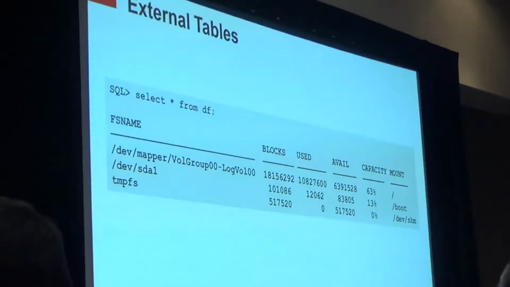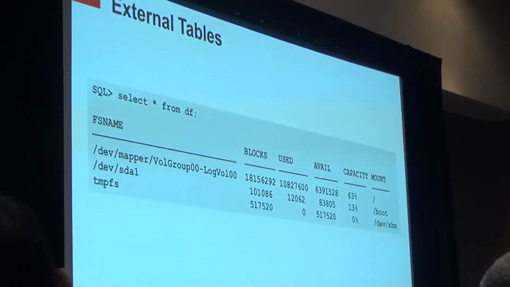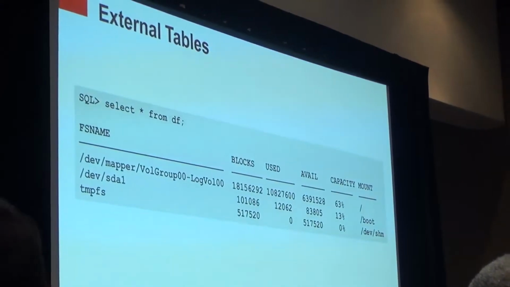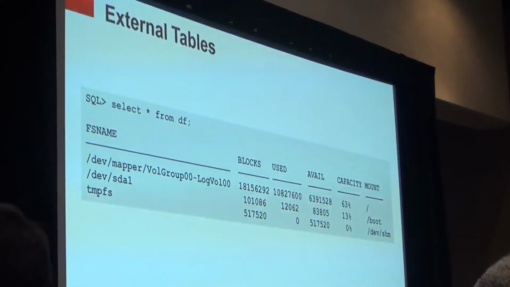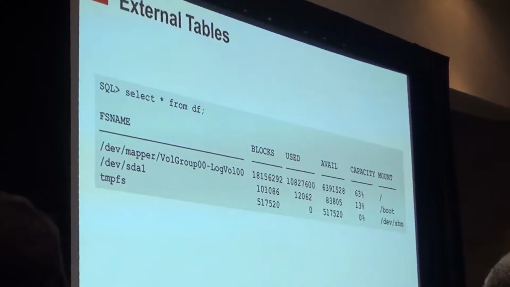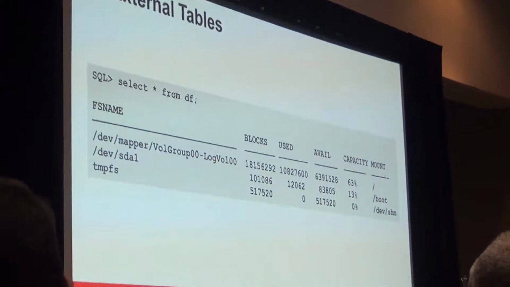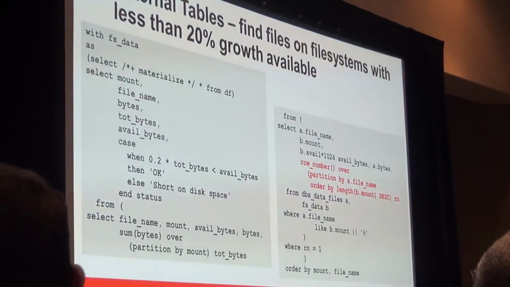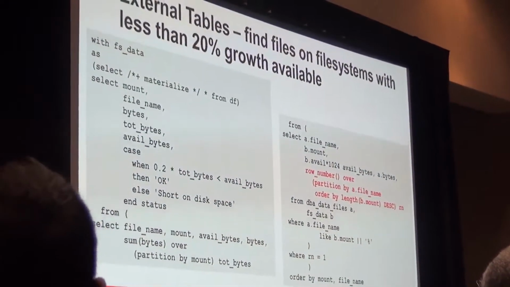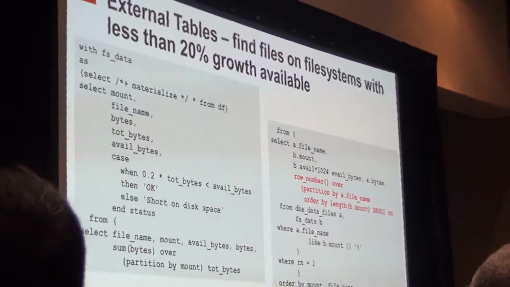But here, what I want to do is take the output DF and simply be able to select star from it. So I can select star from DF, from PS, from IOStat, from VMstat, from whatever you want. And I've sort of integrated all of these operating system utilities into the database. And I'm not going to go through exactly what this SQL query does. You can pick through it later at your own leisure. You have access to all these slides.